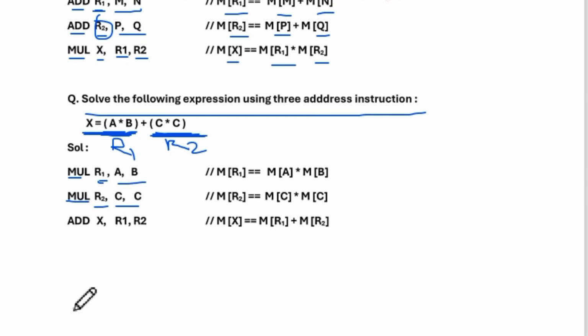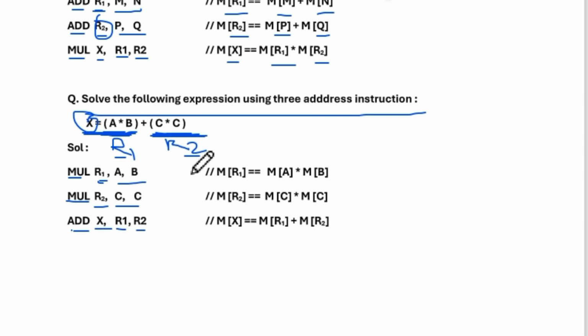Now we have to add this R1 and R2 and store it in which variable? The X variable is given here. So which operation? The operation is add. Remember the format: first one is the operation. So add which and which one? R1 and R2. So add R1, R2 and store it in X.